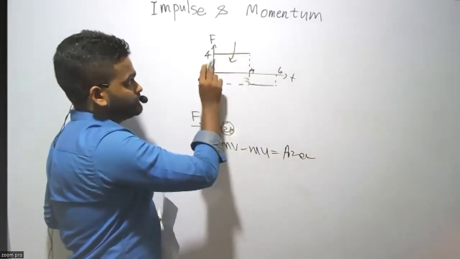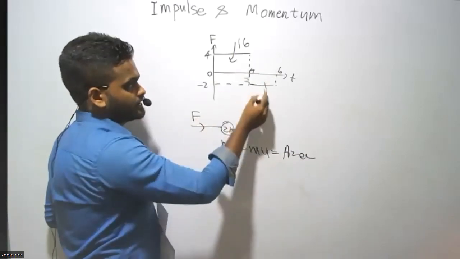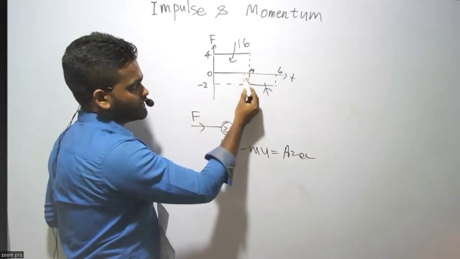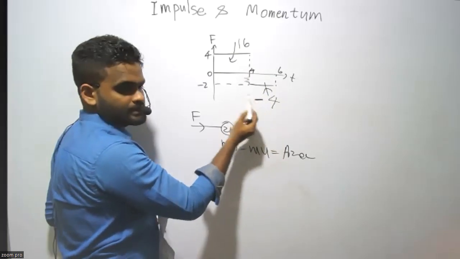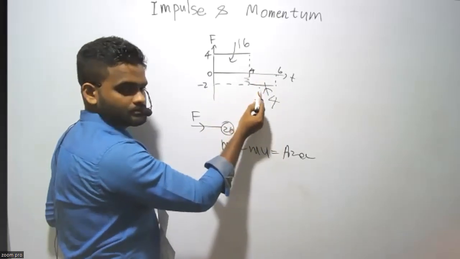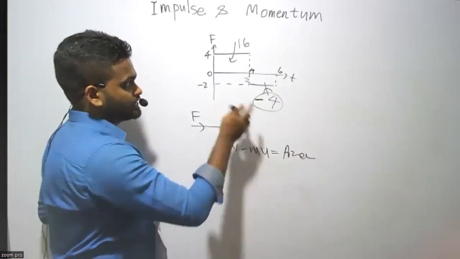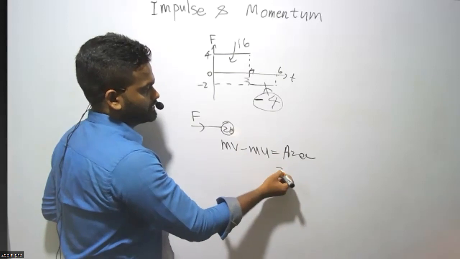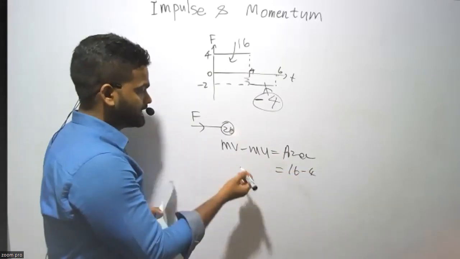So what's the area here? 4 times 4, that is 16. Here the area is 2 times 2, 4. But this is a negative area. That's what you have to understand, right? Minus 2 times 2. So the net area should be 16 minus 4.